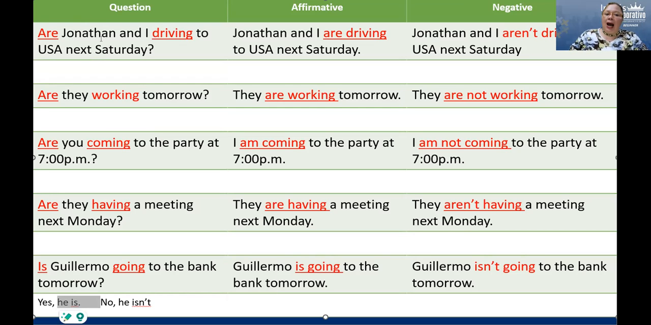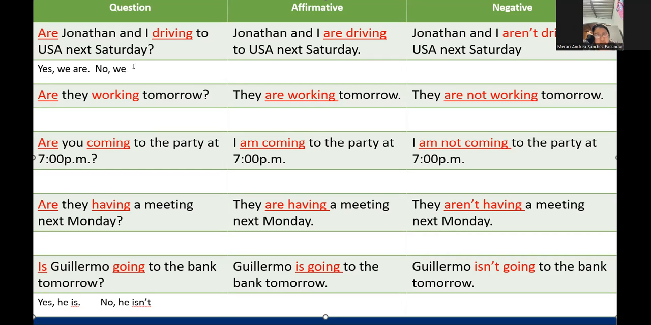Por ejemplo, are Jonathan and I driving to USA next Saturday? A ver, sería yes, si es que sí. ¿Cuál sería el pronombre que voy a usar? He. No. Jonathan and I, me incluyo. Ah, si me incluyo, es we. We are. Yes, we are. Me estoy incluyendo yo en el grupo, entonces nosotros. Entonces, si fuera negativo, no. We aren't. Correct.